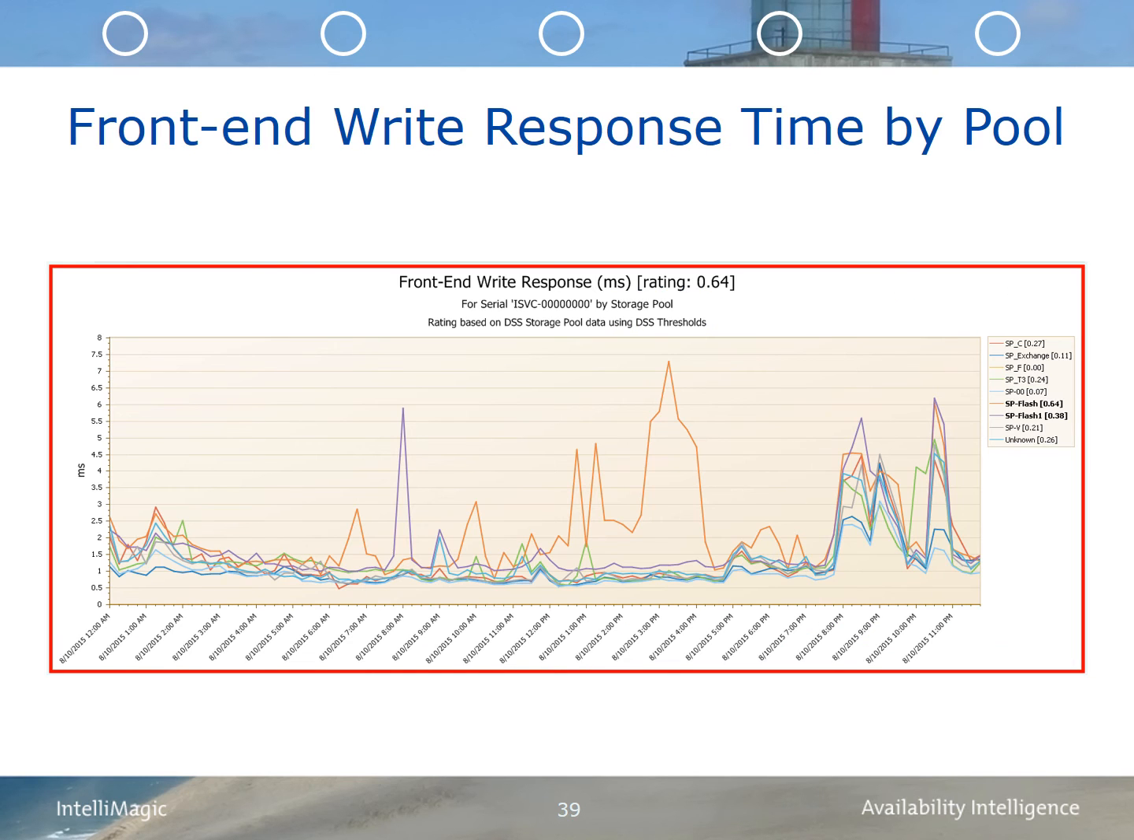In this case, we've summarized the write response time for all of the volumes in each of the pools and aggregated them. And what we can see is the front-end write response time by storage pool. In this chart, in the legend in particular, you can see those pools where the front-end write response time is significantly higher than the expected write response time, and particularly for the Flash and Flash 1 pools. And those are highlighted in bold. We can drill down subsequently on the related volumes and find out additional information.